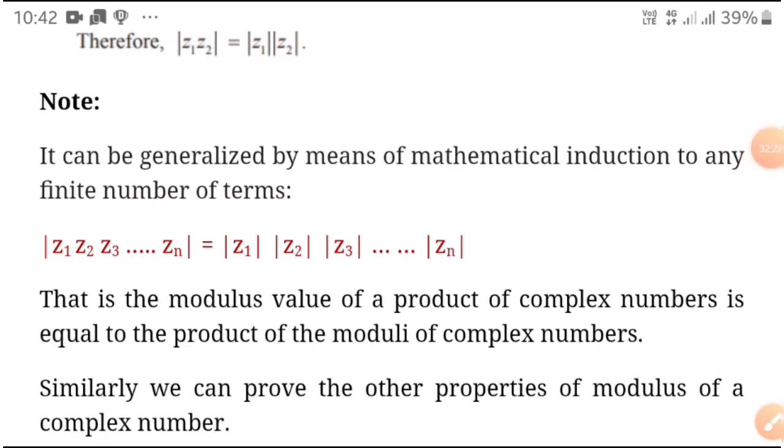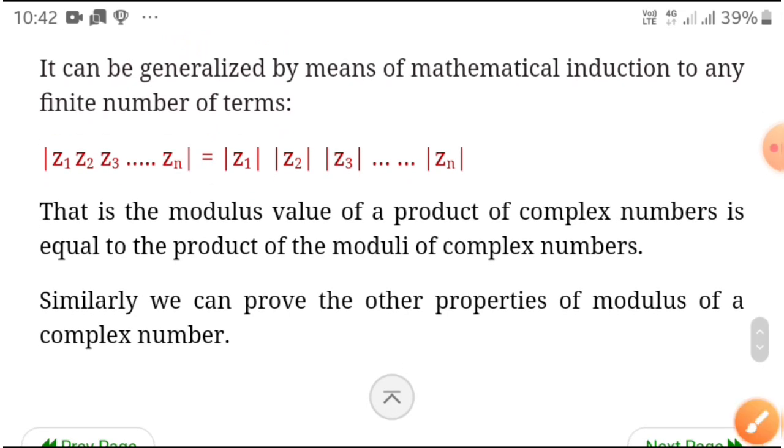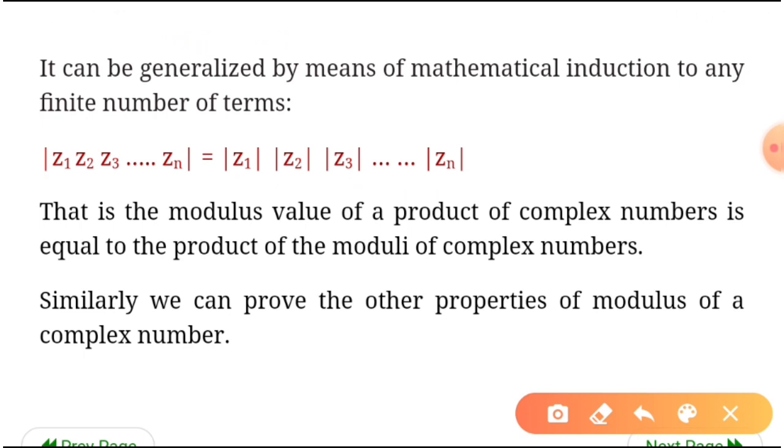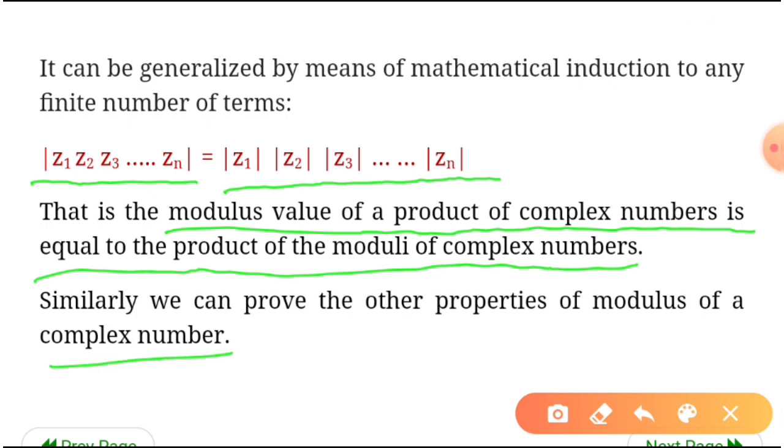Note, it can be generalized by means of the mathematical induction to any finite number of terms: modulus of z1 z2 z3 and so on zn is equal to modulus of z1 modulus of z2 modulus of z3 and so on modulus of zn. That is, the modulus value of a product of complex numbers is equal to the product of the moduli of the complex numbers. Similarly, we can prove the properties of the modulus of a complex number.